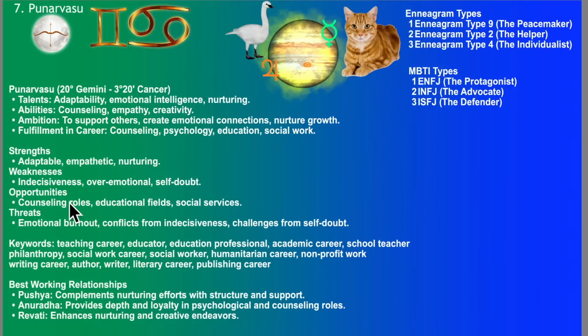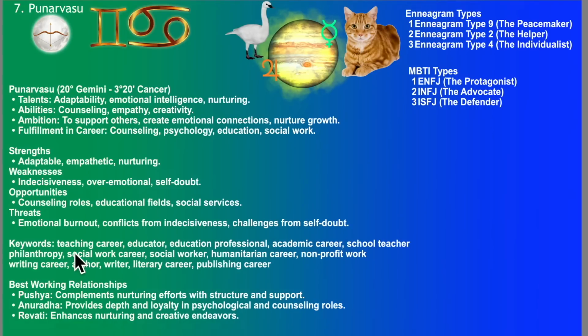Now, this is one role that Punarvasu will always be drawn to. Hidden behind the scenes, no matter how Gemini plays out, because there is the signature of Jupiter behind their back, they will always be inclined to social services, giving to people in some form or the other. If Saturn is in Gemini, for example, in the 5th house for an Aquarius ascendant, it will become a teaching line in an unconventional way. Aquarius is unconventional. Threats are emotional burnout, conflicts resulting from indecisiveness, and challenges from self-doubt.